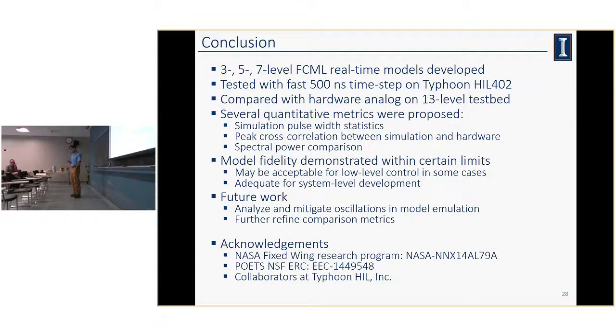Model fidelity was demonstrated, but within certain limits. There are clearly applications where we can see low-level control could be tested on this, and plenty more applications where only a system-level type of emulation is possible. And for future work, we would really like to discern what's causing these oscillations and how we might be able to mitigate those either in a control strategy or perhaps a better emulator implementation, and further refine comparison metrics so we can perhaps have metrics that are more reflective of the distortions we saw in the inverter towards the end there.